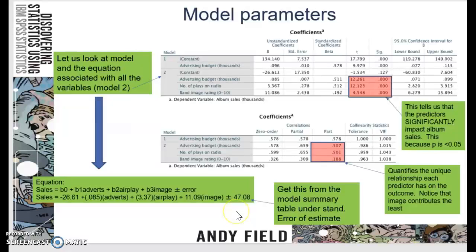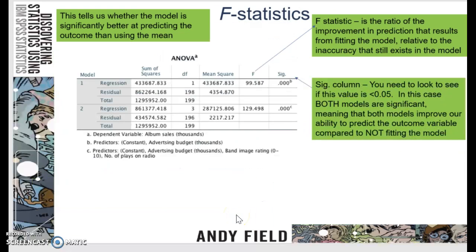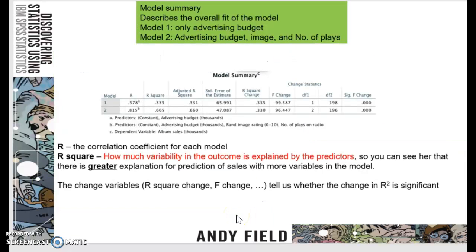Remember, because it's regression, we've got error in our prediction, and so this 47.08 comes from this table right here, the standard error of the estimate, which comes from the model summary, all right? And so this is the error in model number 2. This is the error in model number 1. So I'm going to go back down here.